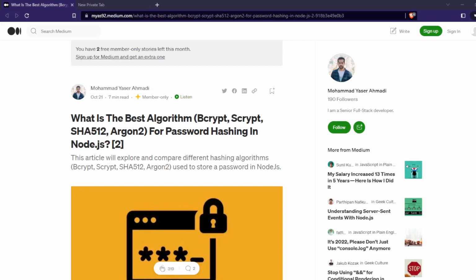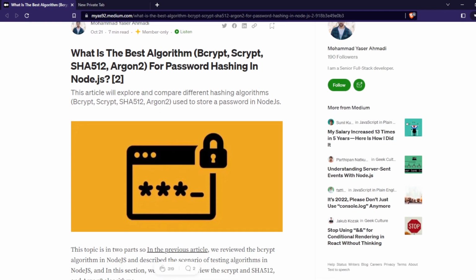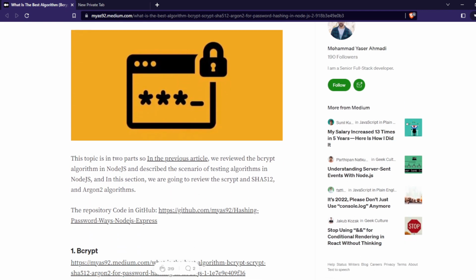This is the first algorithm, scrypt, and SHA-512 for password hashing in Node.js. Let's start. The article will explore and compare different hashing algorithms used to store passwords in Node.js. The topic is in two parts.